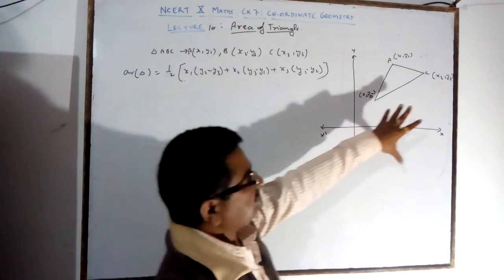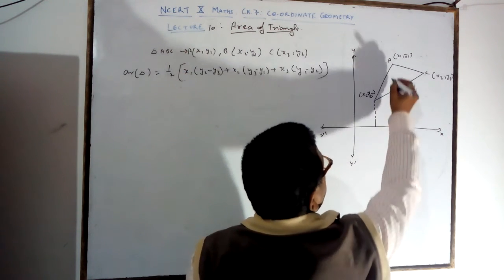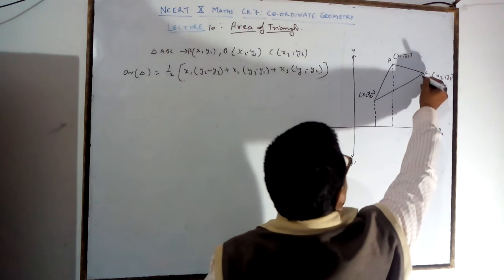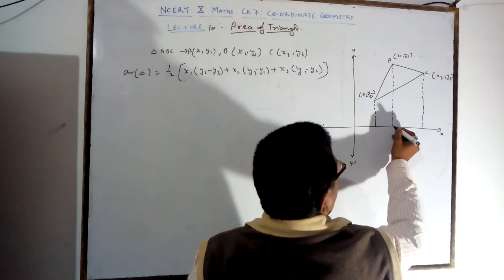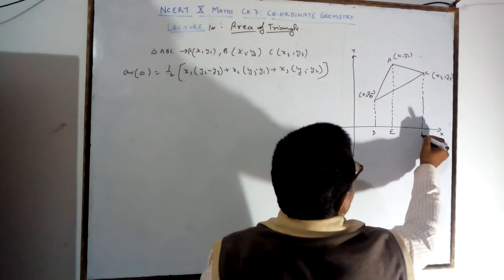So how will you prove it? I have drawn a figure here. You will draw a figure here. What is the proof of this formula? Derivation. In the derivation, we will draw perpendiculars from the vertices. So you see that A, B, C, D, E, F.